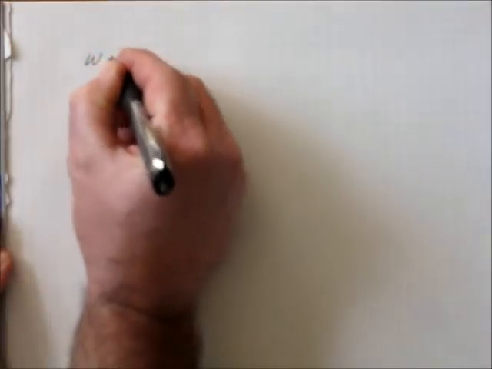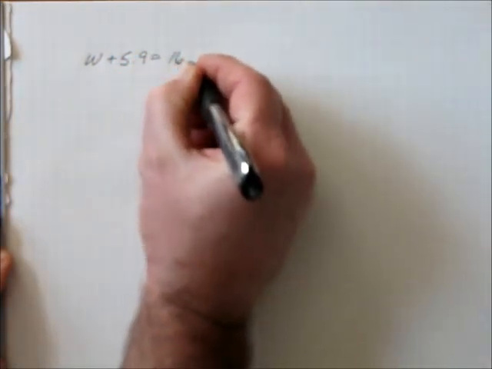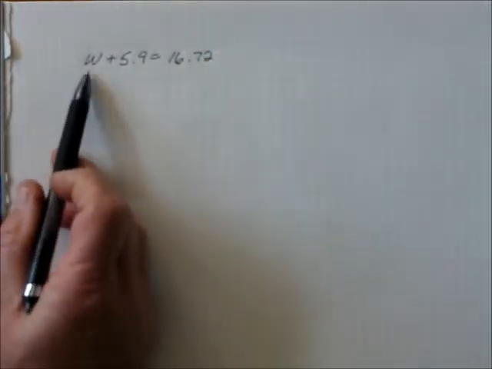Hi, in this video I'm going to solve equations with either addition or subtraction of decimals. So let's say I have this equation: W plus 5.9 is equal to 16.72. My goal is to get W by itself.